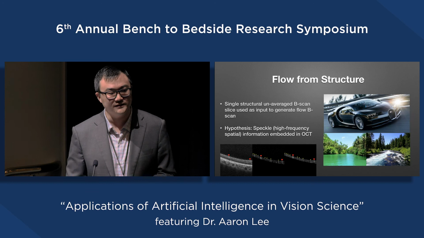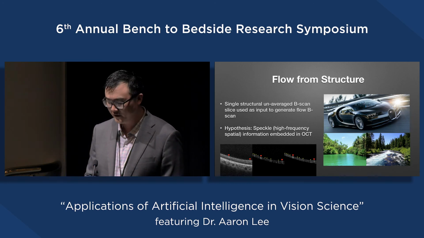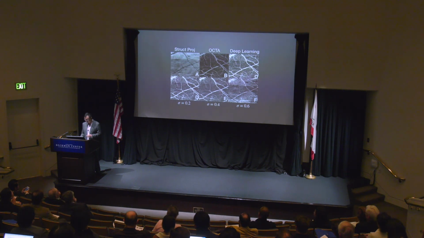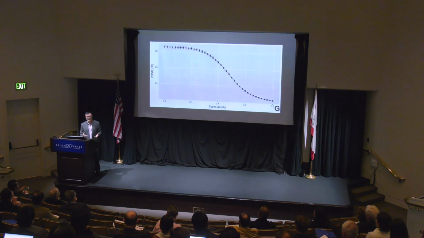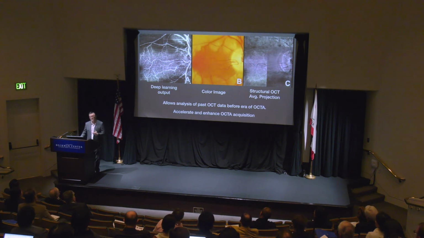And we had this hypothesis that it's really relying on high frequency spatial speckle information to make this prediction. So what we did is we systematically blurred the OCT B scan over time, and we watched to see what happened to the fidelity compared to the actual OCTA. And we showed that, yes, there is a very nice relationship between the amount of blurring and how well it can predict. So again, it allows us to analyze past OCT data, and hopefully in the future, it would allow us to accelerate and enhance OCTA acquisition.